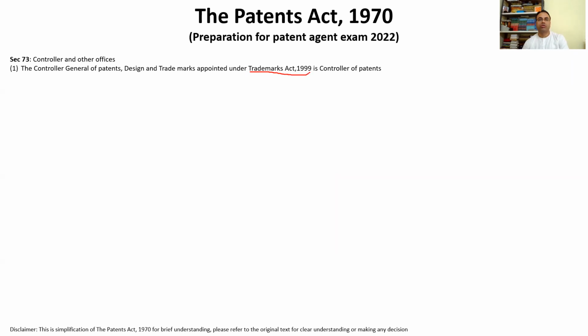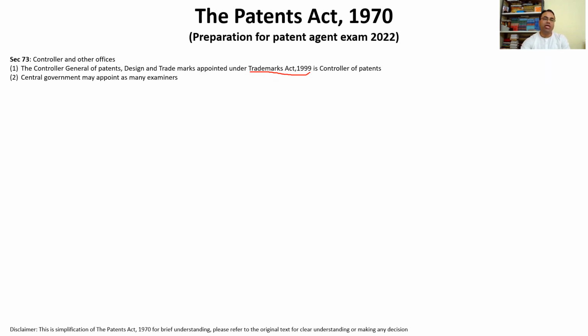The Controller General of Patents, Designs and Trademarks is not appointed under the Patent Act, but under the Trademarks Act 1999. Many times this question is asked in paper 1, and one option is the Trademark Act, another option is the Patent Act, and then you may get confused.